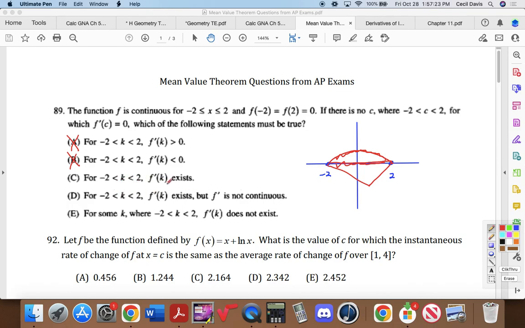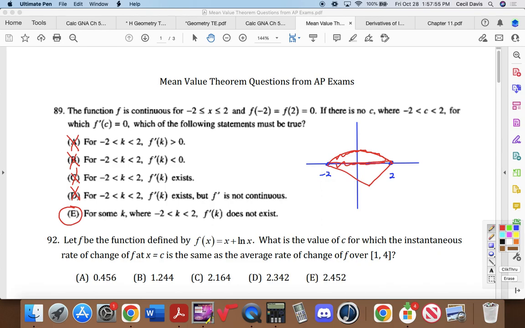This one says f prime always exists. Well, does f prime exist at this point? Nope. This one also says f prime exists, but it's not continuous. Well, the derivative doesn't exist there. There's got to be a place where the derivative does not exist. So it is choice E.